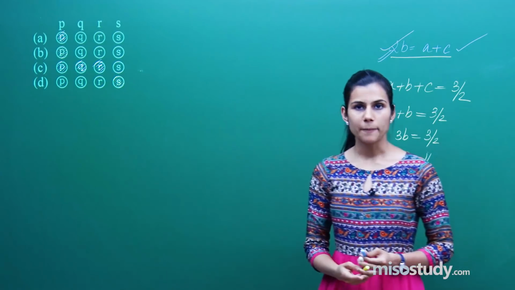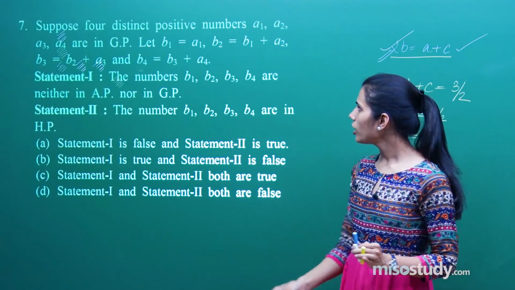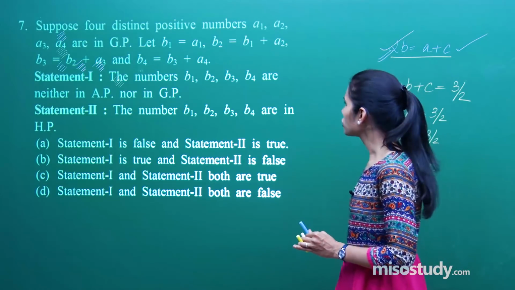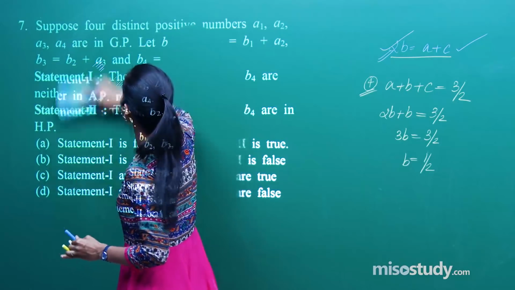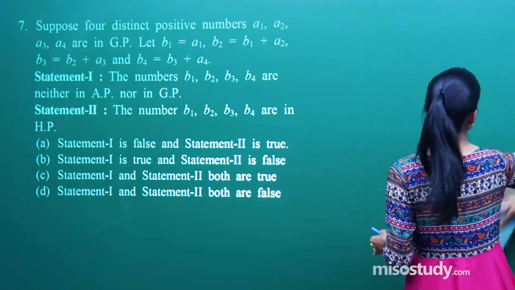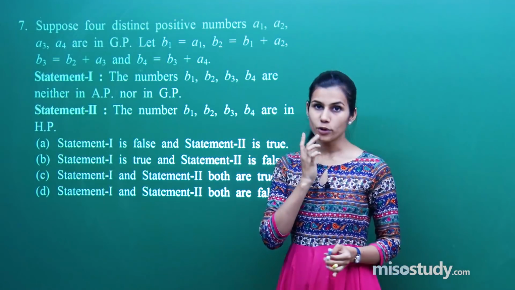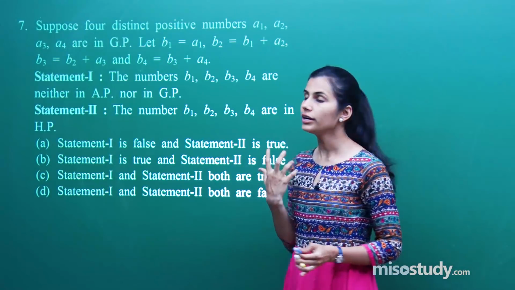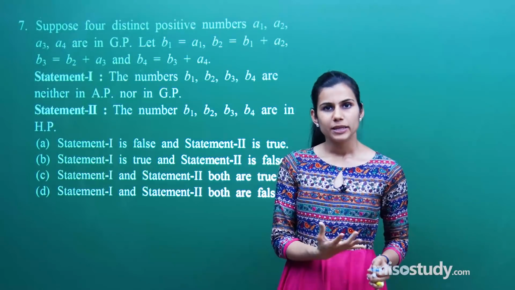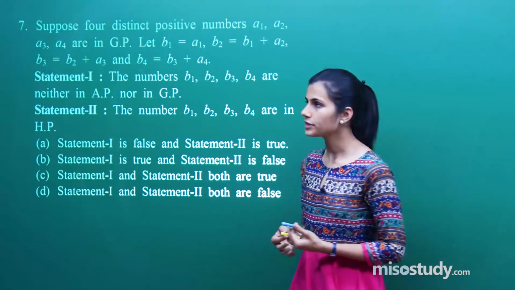And this is how you accomplish the solution of this question. I hope it is crystal clear. Let's move on and talk about the solution of the next question. Suppose 4 distinct positive numbers A1, A2, A3, A4 are in GP. So now you are given that these are 4 distinct positive numbers which are in GP. For a sequence to be a GP, we just need non-zero terms. It's specifically given to us that they are positive terms as well.